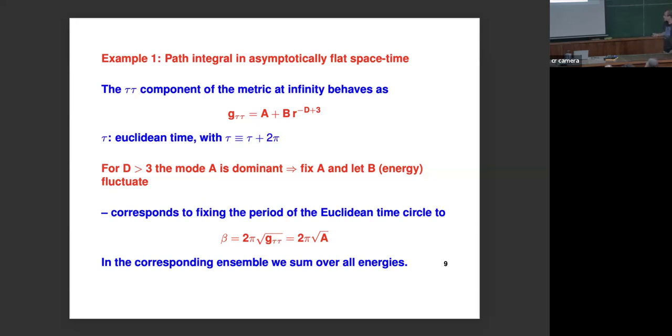Exactly. Yeah, so you can see this here. Once you keep this fixed, the period is just 2 pi times the square root of G tau tau. So fixing A basically means you are fixing the temperature, or the inverse temperature. Yeah, G_rr and all can fluctuate.